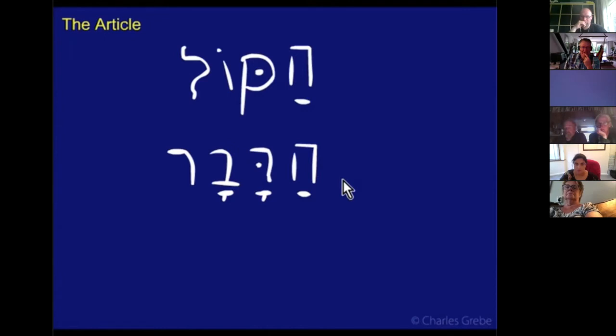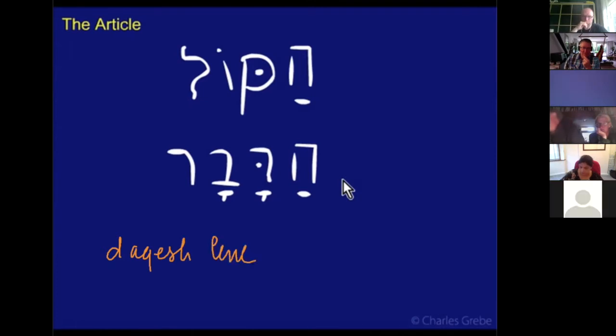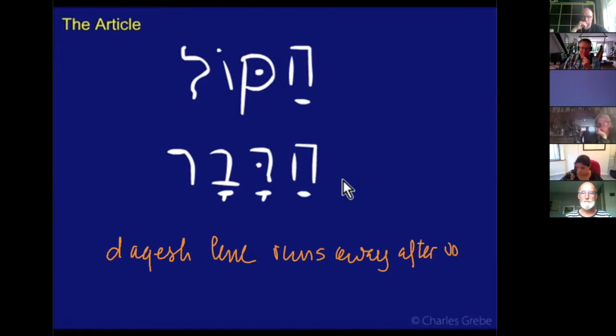So this is consistent with the rules for dagesh lene, because the dagesh lene runs away after a vowel. Remember in the previous lesson, as soon as there is a vowel preceding, the dagesh lene goes away. So because there is a vowel here, a patach, you know that this is a dagesh forte, which means that the dalet doubles.